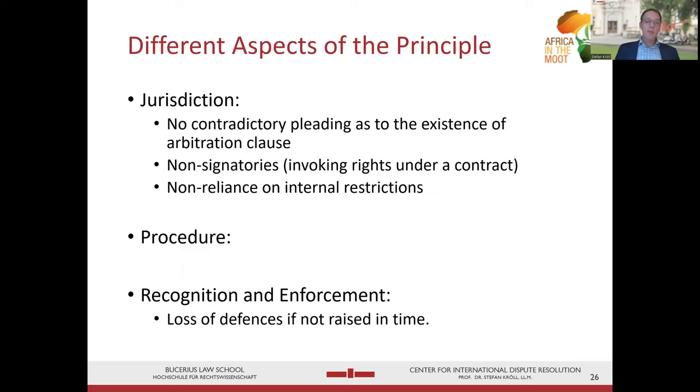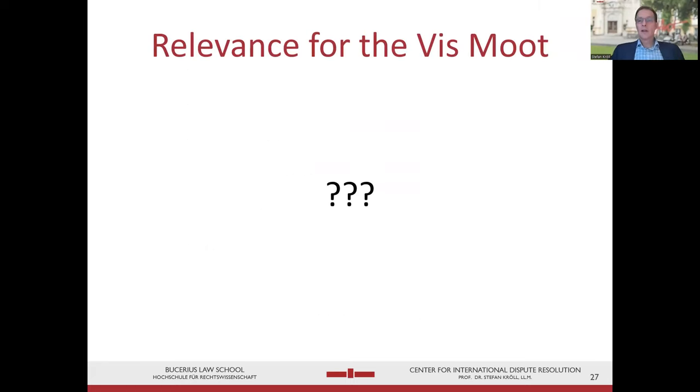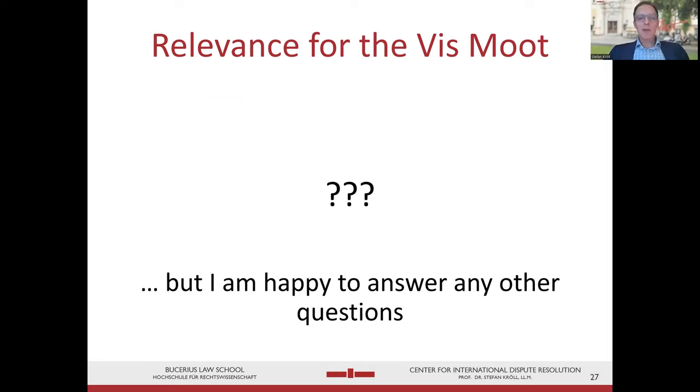So if you have participated in an arbitration procedure without challenging the jurisdiction of the arbitral tribunal, you may not, if the award is against you, later on turn around in the enforcement proceedings and contest the validity of the arbitration agreement. That was just a tour de force through the various principles underlying arbitration, which may play a role in this case. Are they really playing a role? I cannot tell you, but I'm happy to answer any other questions you may have, which are not directly case related. Thank you very much for your attention.